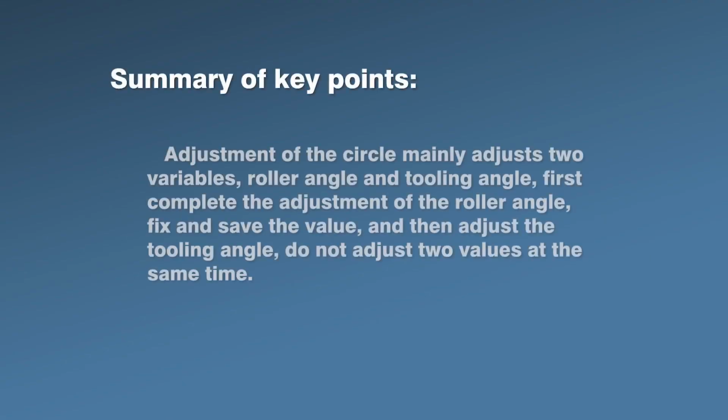Summary of key points. Adjustment of the circle mainly involves two variables: roller angle and tooling angle. First complete the adjustment of the roller angle, fix and save the value, and then adjust the tooling angle. Do not adjust the two values at the same time.